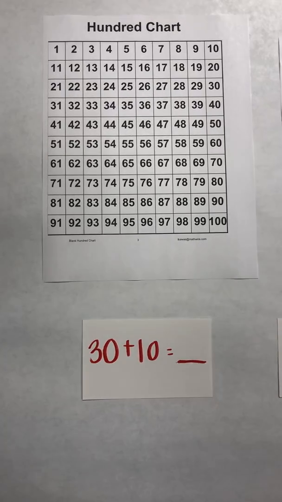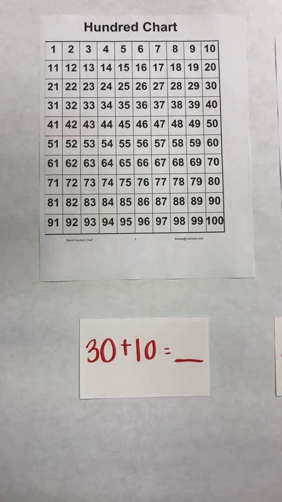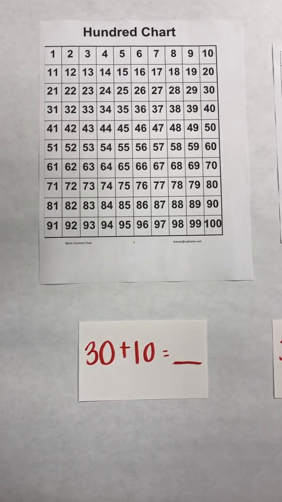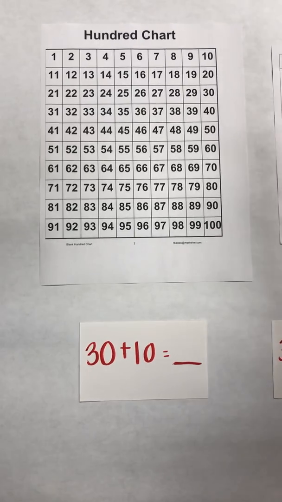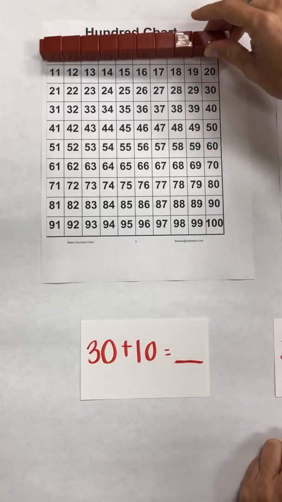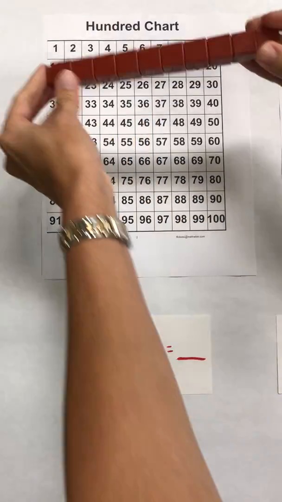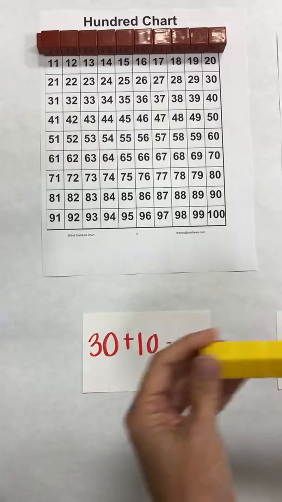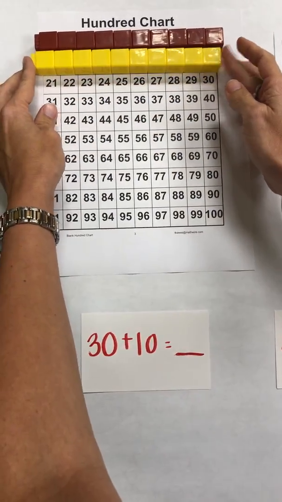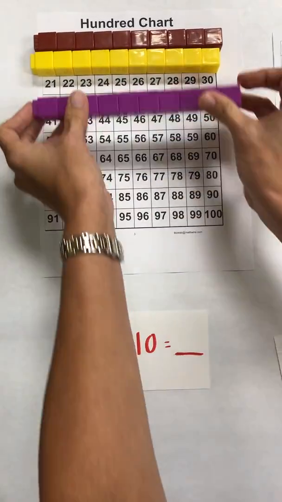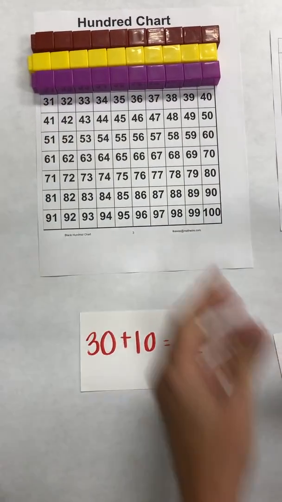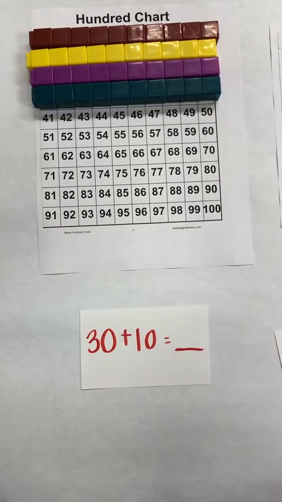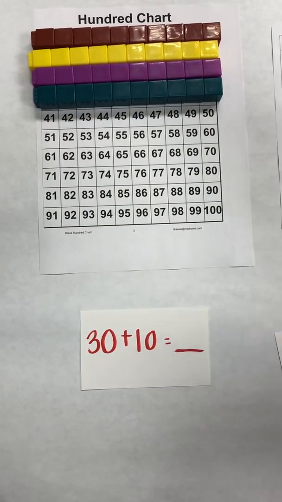So if we wanted to start with 30 plus 10, one way to do this concretely with the hundreds chart is to use your Unifix cubes. You can have the students make their group of 10 and place that group of 10 on the hundreds chart. So you've got 10, you've got 20, and now you have 30. And then if you wanted to add the 10 on, you would add that, and now they could see that that gives us 40.